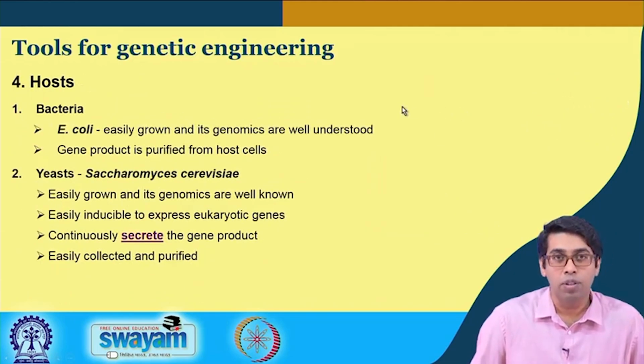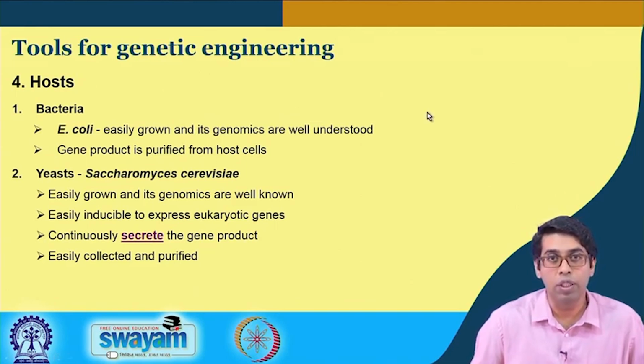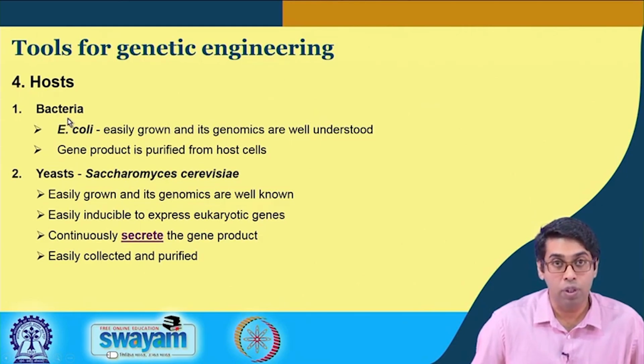So, finally, once you have your vector ready with your gene of interest, you need to insert it into an organism. We are going to limit ourselves to bacteria, and bacteria is a very useful organism, because many proteins can be easily cloned into vectors that can be overexpressed in bacteria, and purification of protein is also very easy. So, we can get large quantities of pure protein from a bacterial cell.